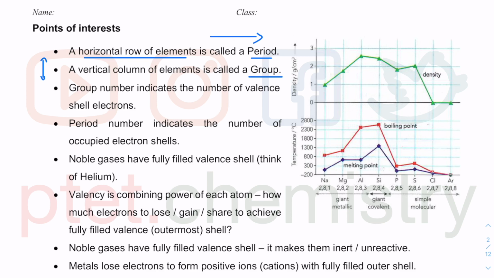We know from atomic structure that group number tells us how many outer shell electrons there are. So valence shell means outer shell electrons. How many electrons do you have in the outer shell? It means the exact same thing. Period number tells you how many shells get occupied. How many circles do you draw for the shells?